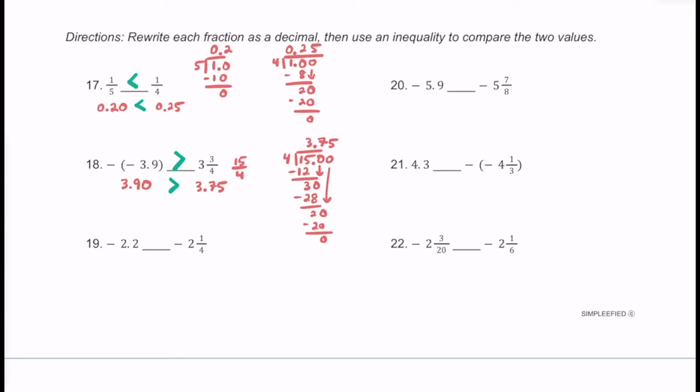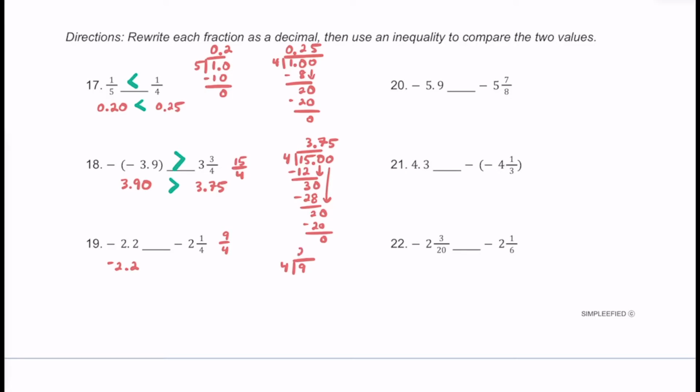For 19, we already have a decimal on the left side, so we have -2 and 2/10. Let's go ahead and just write that down. On the right side here, we have -2 1/4. Just ignore the negative for a moment. To turn this into an improper fraction, 2 times 4 is 8, plus 1 is 9. So this is the same thing as 9/4. So let's go ahead and figure this out as a decimal. So it's 9 divided by 4.